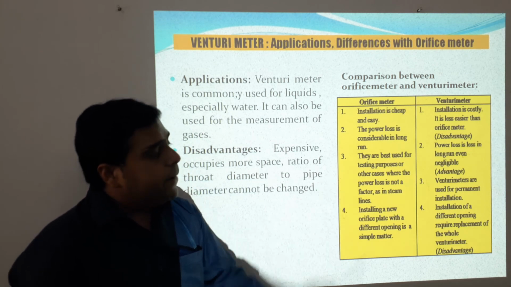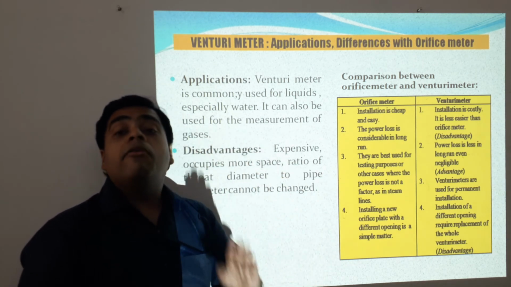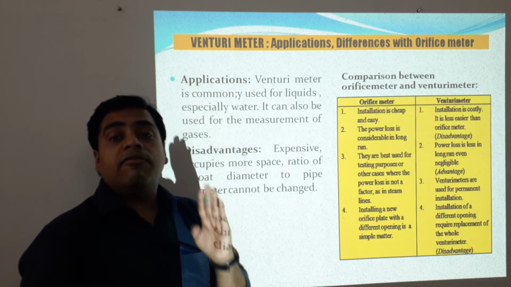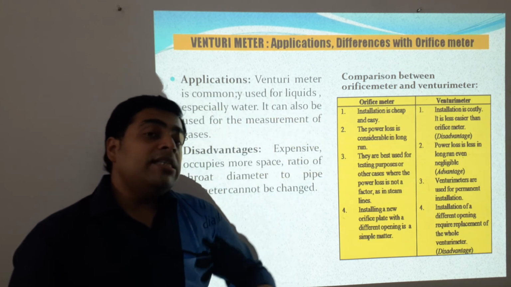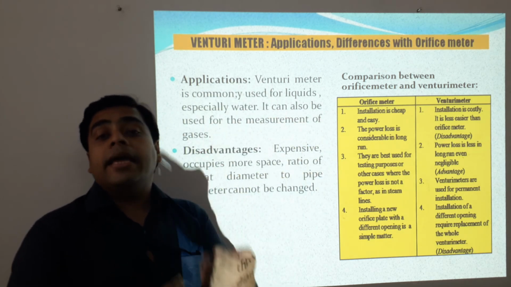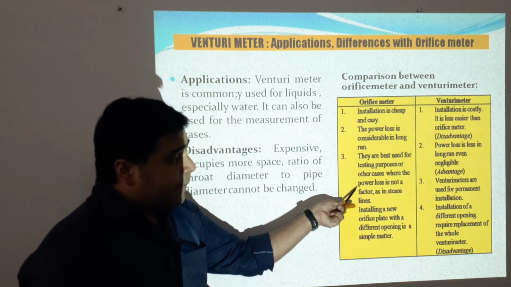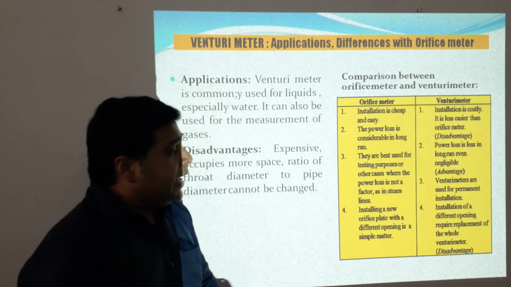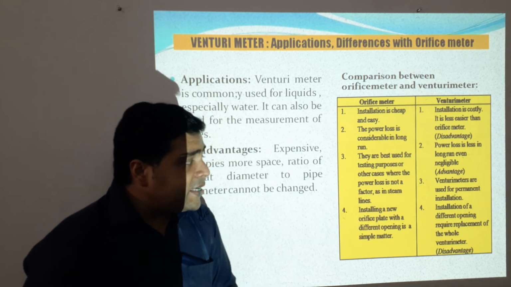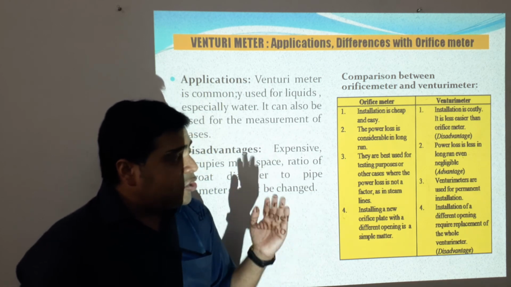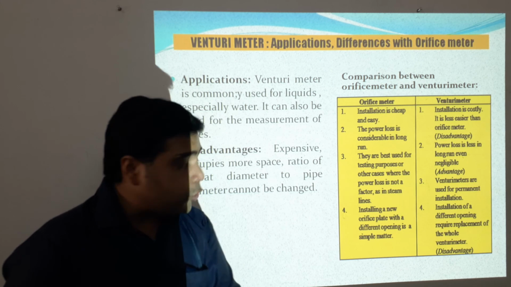The orifice meters are best used for testing purposes or other cases where power loss is not a factor. So in case of the orifice meter, we can only successfully measure the rate of fluid flow where the power loss is not a factor, as in the case of streamlines. Whereas venturimeters are used for permanent installation, and it is advantageous in that aspect also.